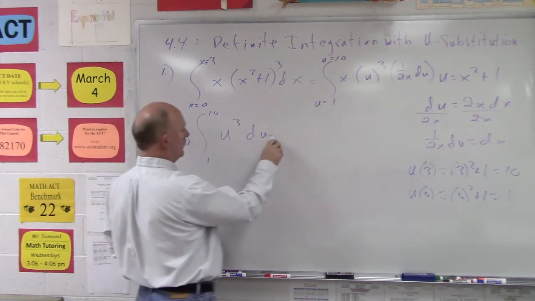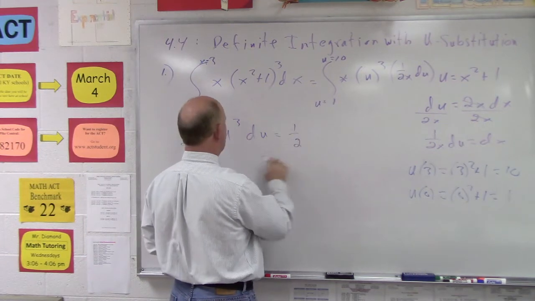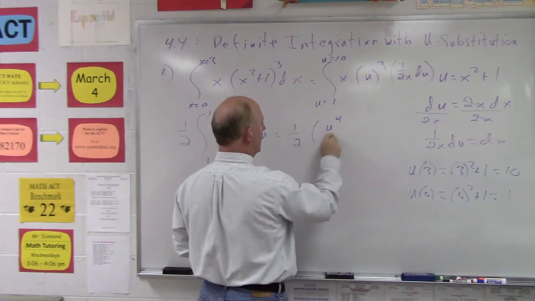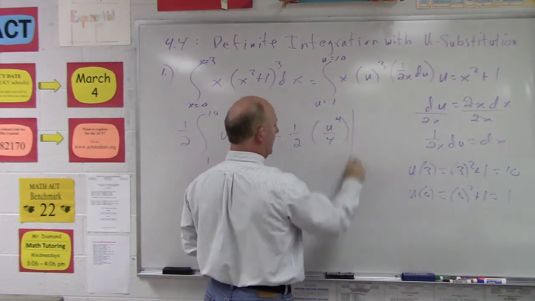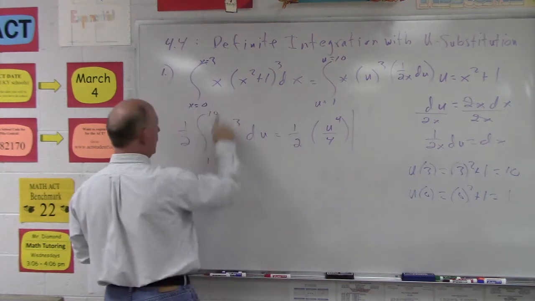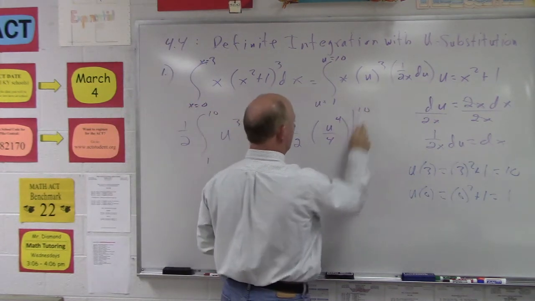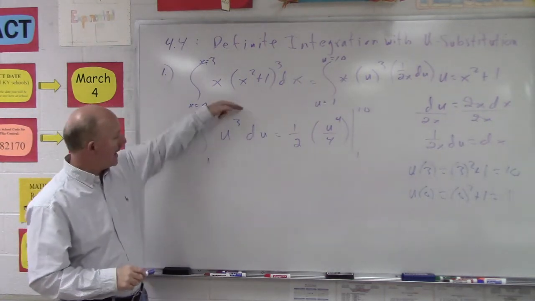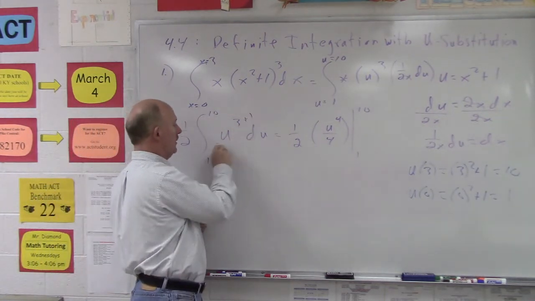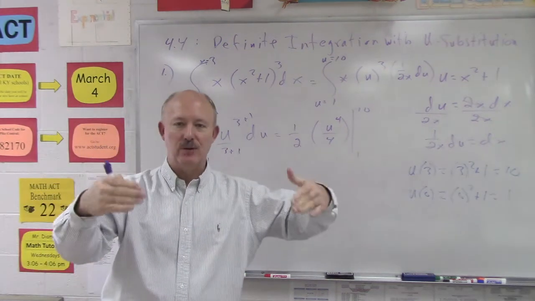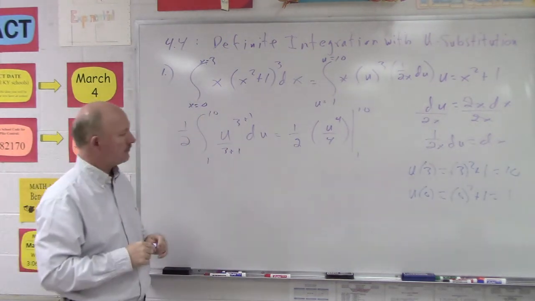So for the antiderivative, we'll bring the 1/2 over. The antiderivative of u to the third power, remember, you're going to add 1 to your exponent, divided by the exponent plus 1. So it'll be u to the 4th over 4 from 1 to 10. So go ahead and find your antiderivative. Remember, when you do integration, you add 1 to your exponent, divided by 3 plus 1, so divided by the exponent plus 1. Okay, this will give us our antiderivative here.